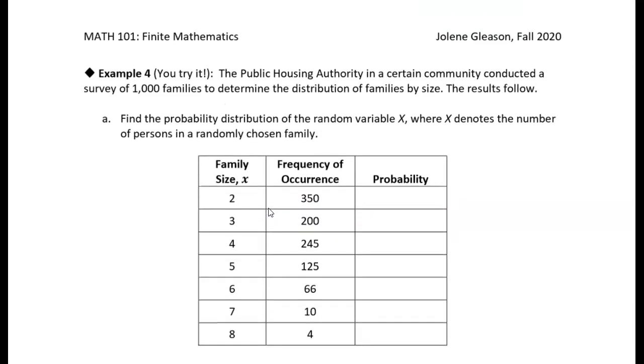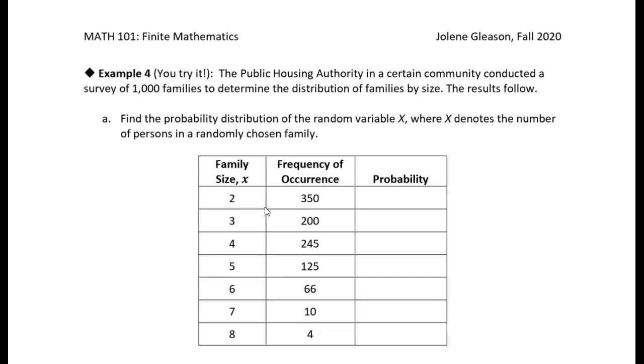All right, so here it says that a public housing authority in a certain community conducted a survey of 1,000 families to determine the distribution of families by size. And we're given the results here in a table. The first question asks to find the probability distribution of the random variable x, where x denotes the number of persons in a randomly chosen family. So x is going to be our family size.